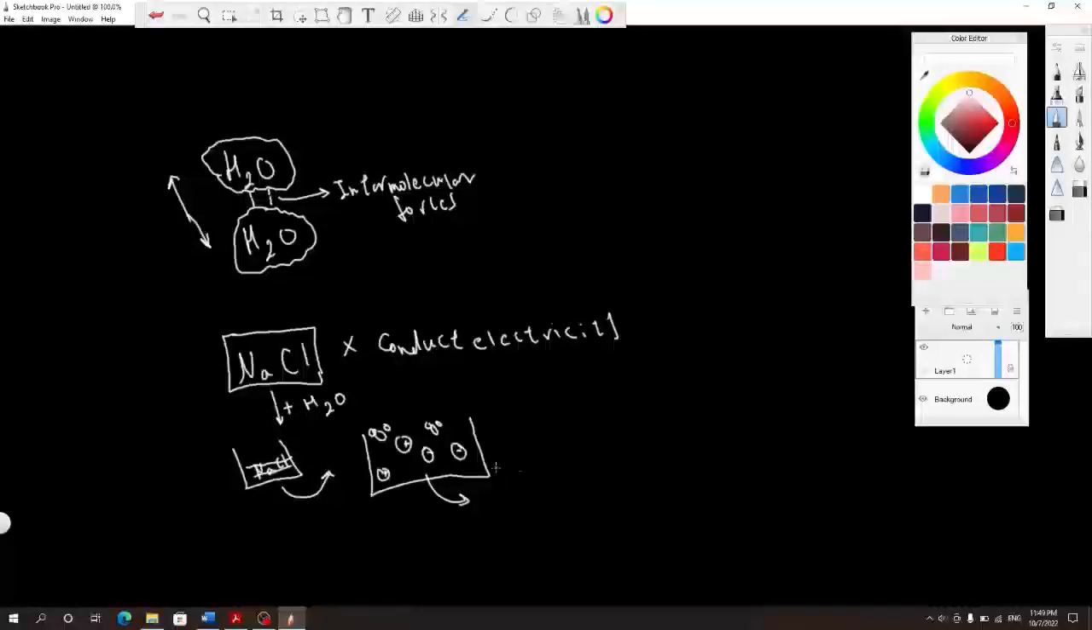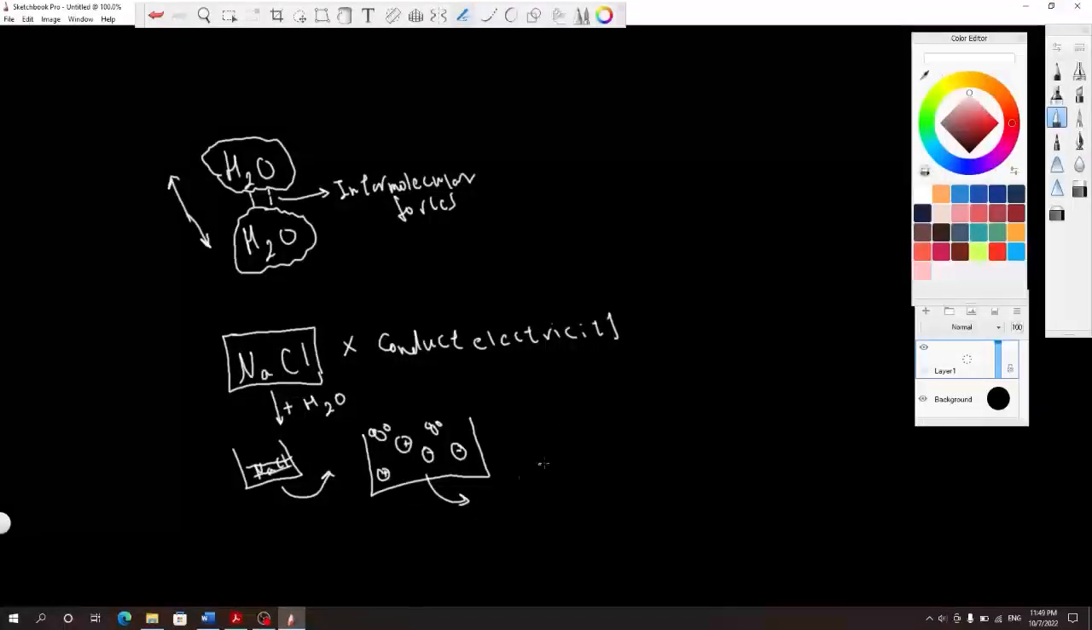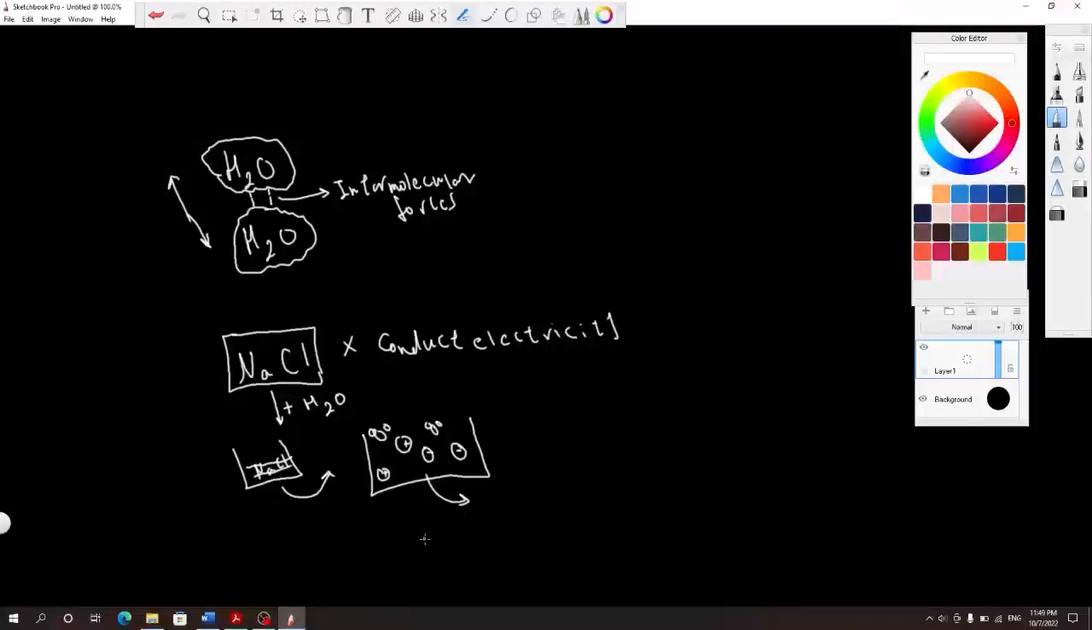The same thing applies if we melt an ionic compound. That ionic compound in its molten, liquid state will be able to move electrical charge.